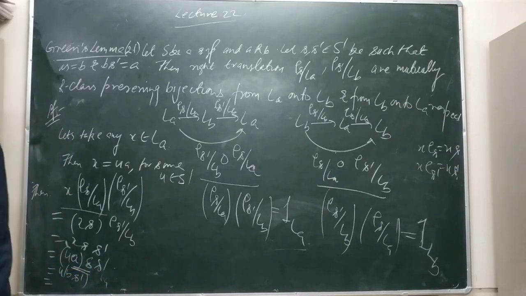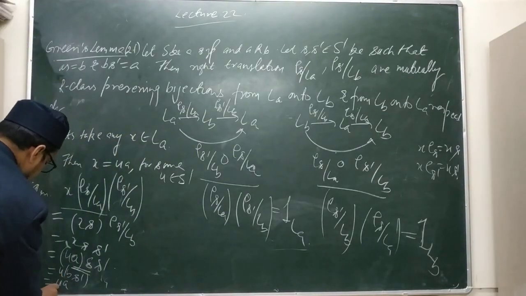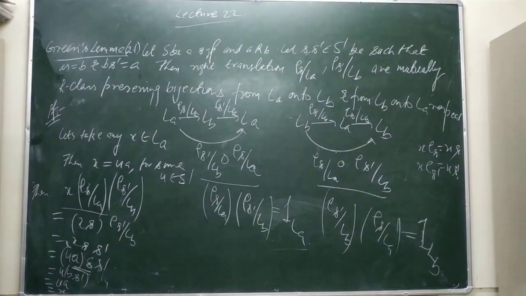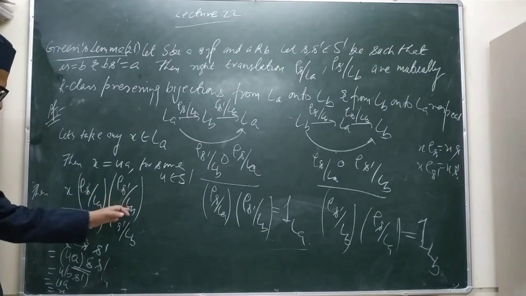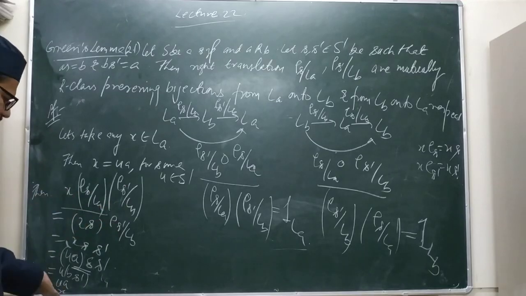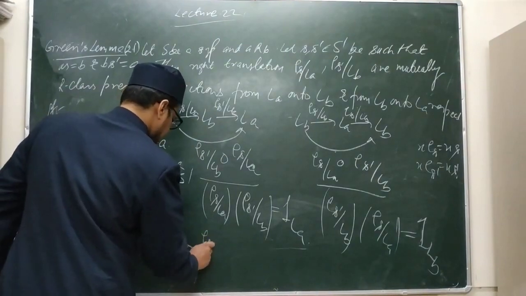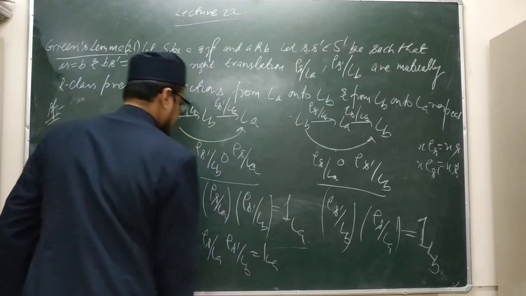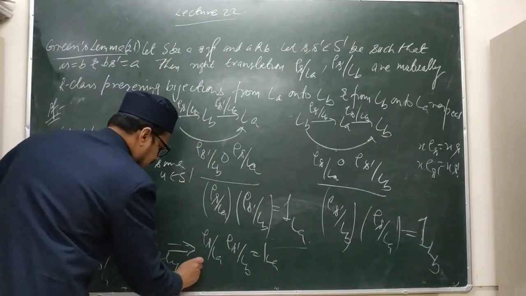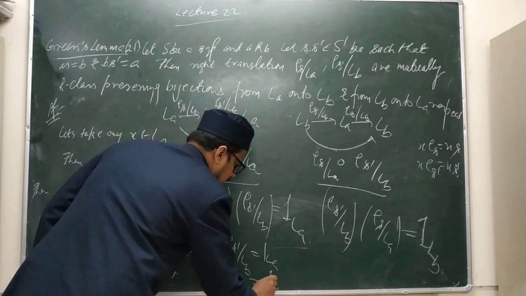And what is BS dash? As we know that BS dash is A, so it is UA. And UA is what? X. So basically what we have proved? We have proved that X rho s, we proved that rho s by LA and rho s dash by LB is identity map, because every element is mapped to itself, correct? So it implies what? It implies that rho s by LA into rho s dash by LB is equal to 1 LA, correct? Similarly we can write rho s dash by LB into rho s dash by LA is equal to 1 LB.